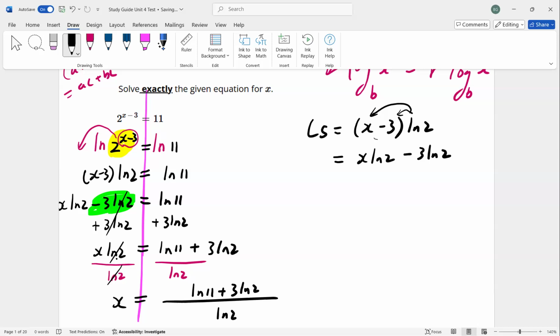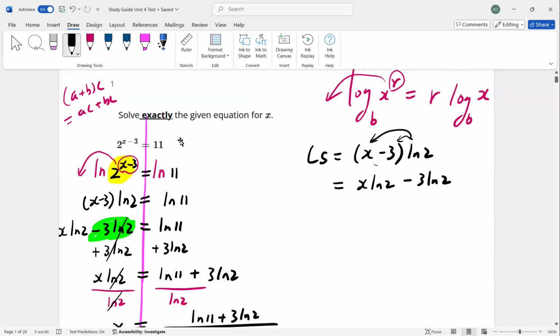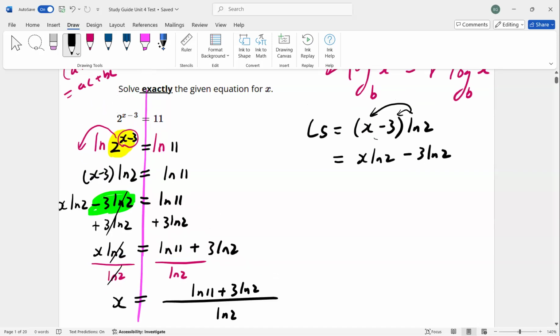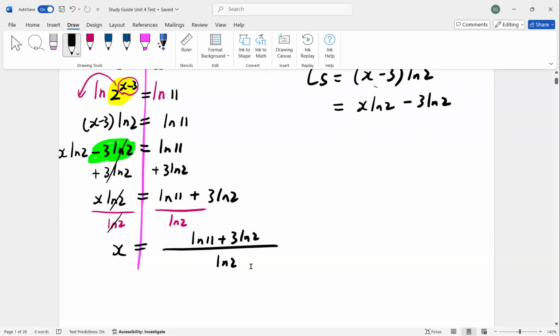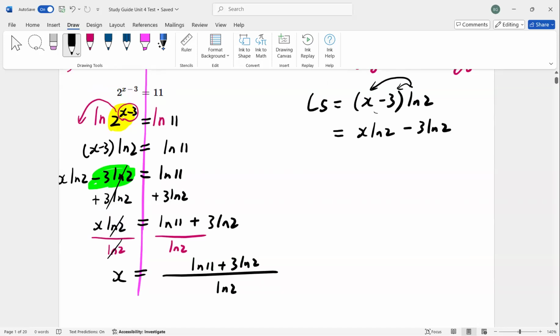You would have to enter that in the cell because it requires to solve exactly the given equation for x. That means you're going to give the value of x, the solution, exactly. You don't round it. Okay, let me double check. Pretty straightforward, this problem.